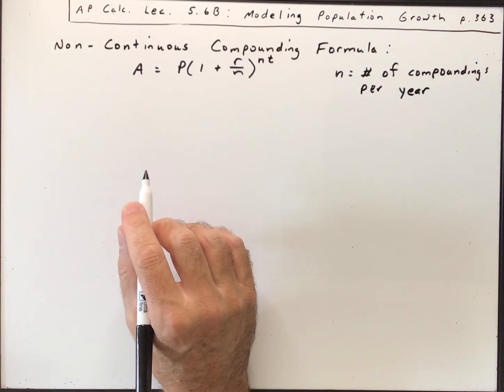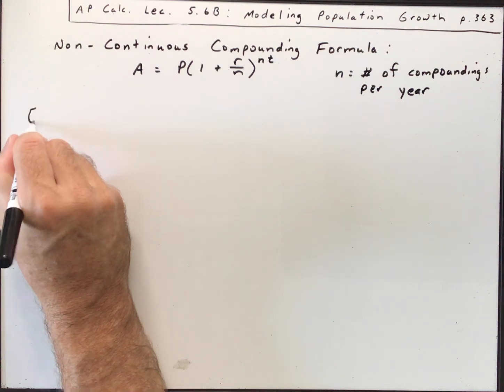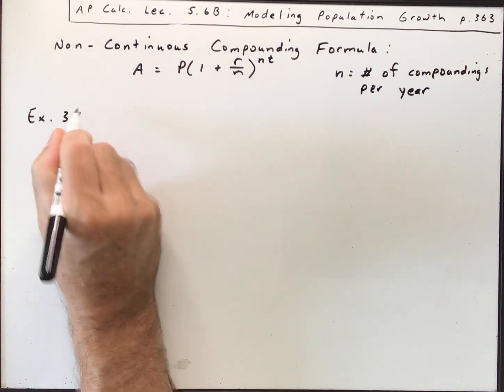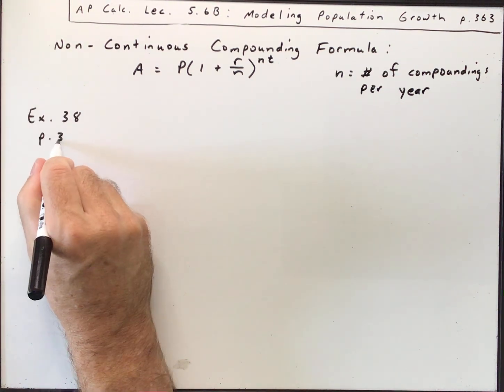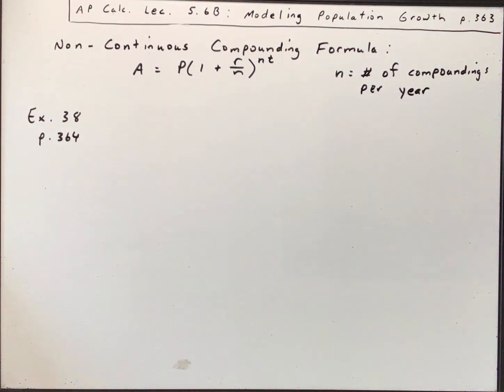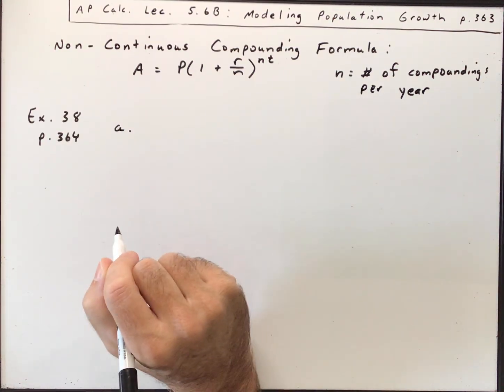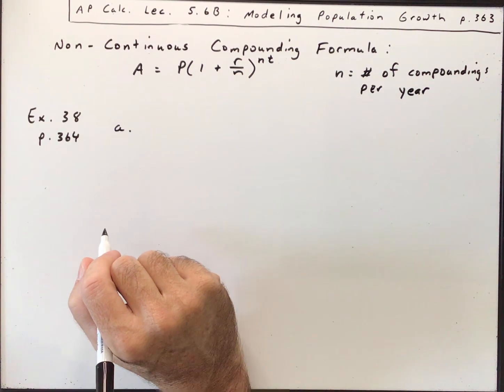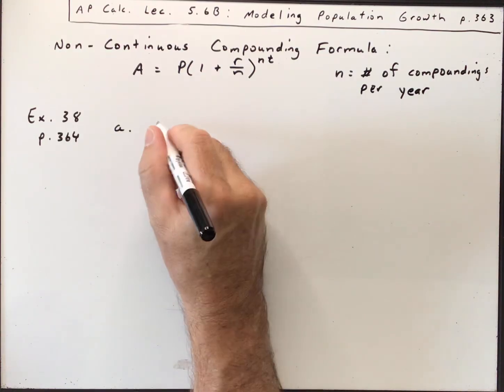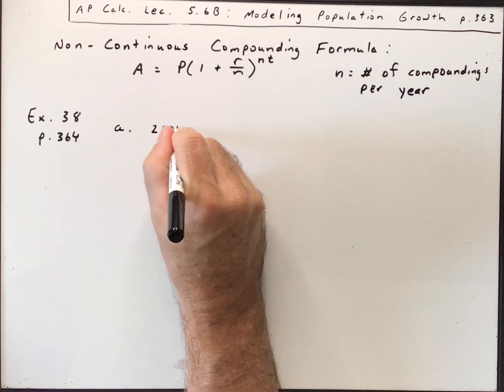So let's take a look at number 38. We'll just do a couple of these. If you read along, 38 says: find the time necessary for $1,000 to double if it's compounded annually, monthly, daily, and continuously. Let's just do annually and daily. So part A, the time to double. We're starting with $1,000, so if we doubled, we'd have $2,000.